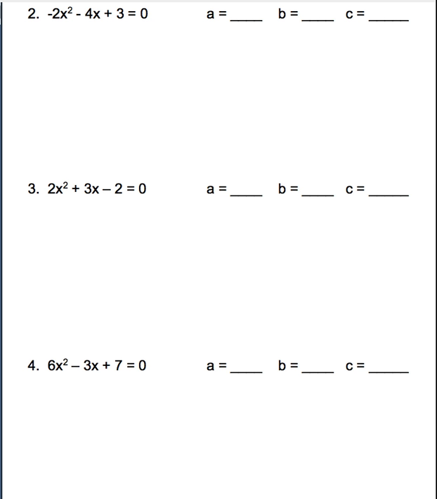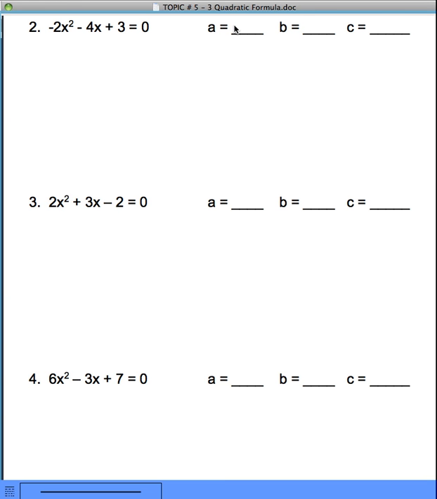Okay. We have 3 more examples. And so here, A is negative 2, B is negative 4, and C is 3. Well, anytime you have negatives thrown into the mix, you get a little more complicated. But let's put it in the quadratic formula.